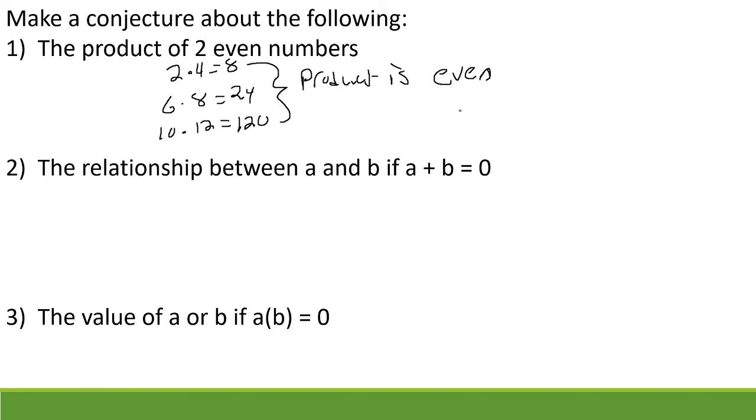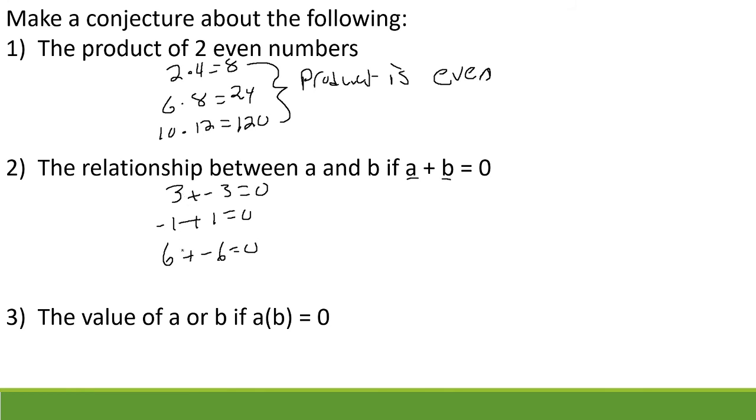The relationship between A and B if A plus B is 0. So we need to think about two numbers, A and B, that add to be 0, and let's see if we can make a conjecture about them. So 3 plus negative 3 is 0. Negative 1 plus 1 is 0. Two other numbers that make 0. 6 plus negative 6 is 0. So what's the conclusion or conjecture we can reach here?